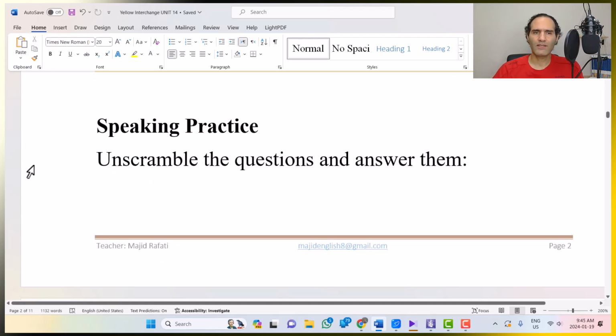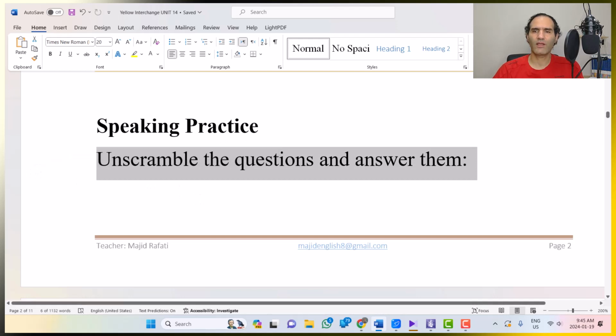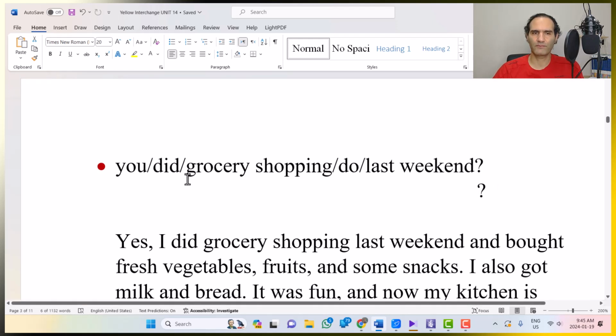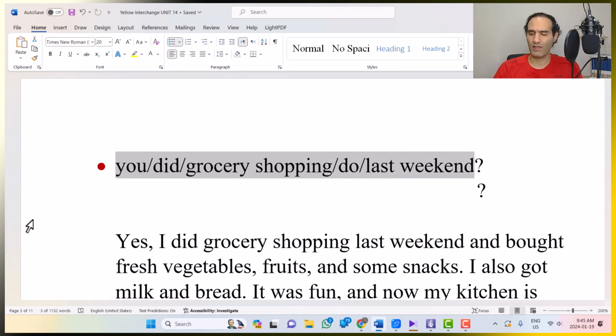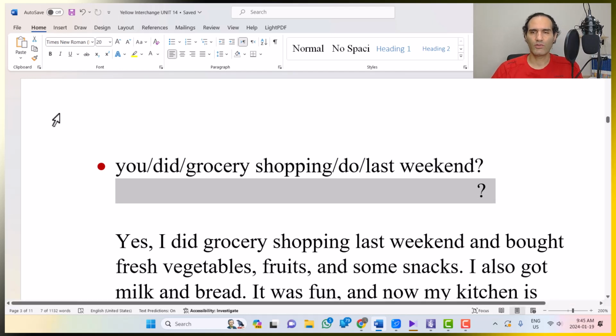Speaking practice, it says unscramble the questions and then answer them. So, could you unscramble this? Put it in order. Before I give you the answer, pause the video so you have the time to think about it, yeah? So, you should put the did in the beginning, after that the subject, did you, and then the main verb, do. This is for the end of the sentence, so did you do grocery shopping last weekend?